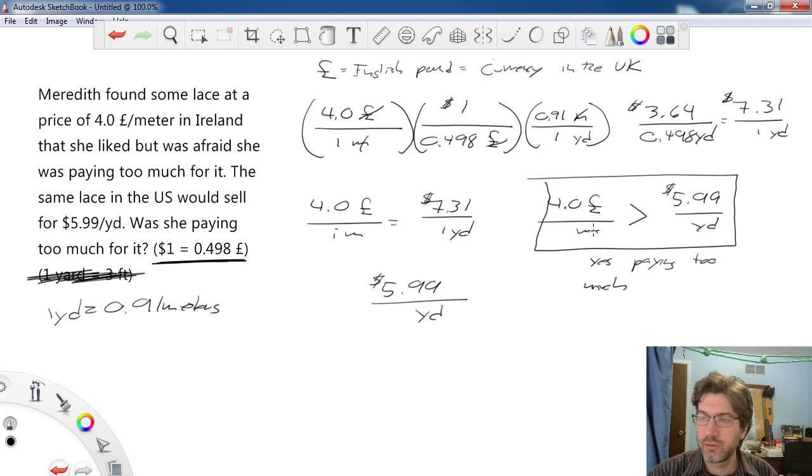Real important skill to know if you're going to other countries that use different currencies, things like that. Know your exchange rates. Know how much your money is worth. Any questions on that one?